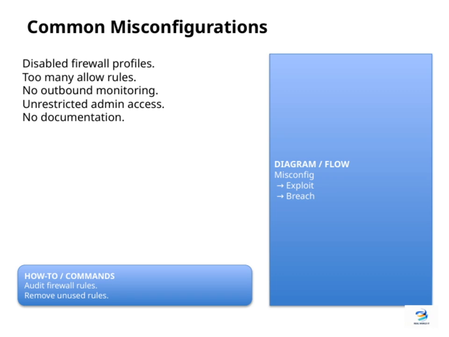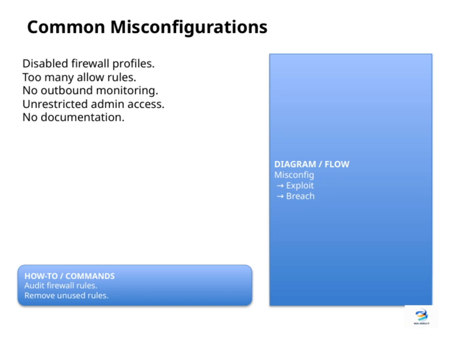Now, moving on to the how-to, or commands, the first step is to audit your firewall rules. You want to identify any rules that are outdated or unnecessary. Removing unused rules is essential because every extra rule can be a potential entry point for attackers. Next, ensure that your firewall profiles aren't disabled unintentionally. Disabled profiles can create gaps in your security posture.